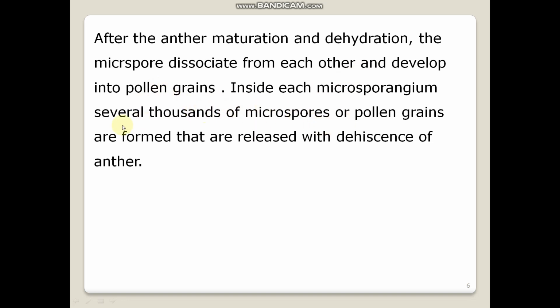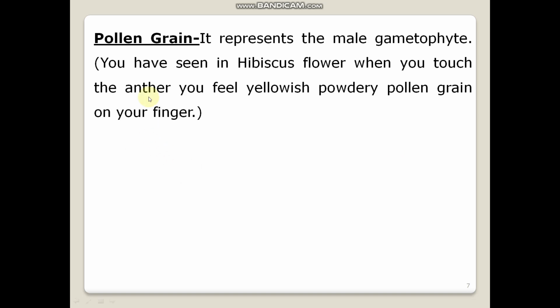Inside each microsporangium, several thousands of microspores or pollen grains are formed that are released with the dehiscence of the anther. What is the meaning of dehiscence here? Dehiscence means the breaking open of the anther. Clear? Pollen grain: what are pollen grains? They represent the male gametophyte. You have been studying this from 9th, 10th, 11th: pollen grains are the male part. You have seen in a hibiscus flower, when you touch the anther, you feel a yellowish powdery structure on your finger. That is the pollen grain only.